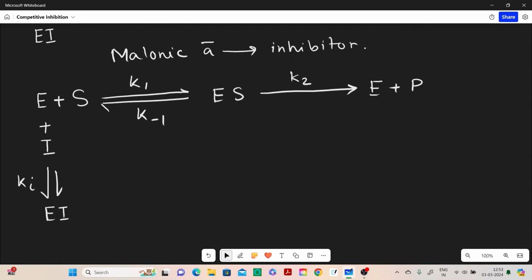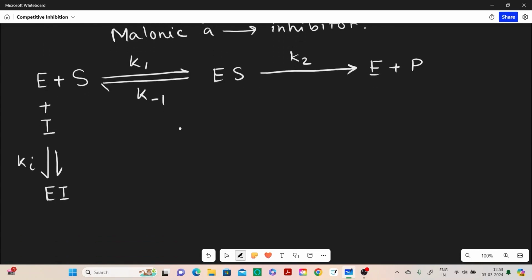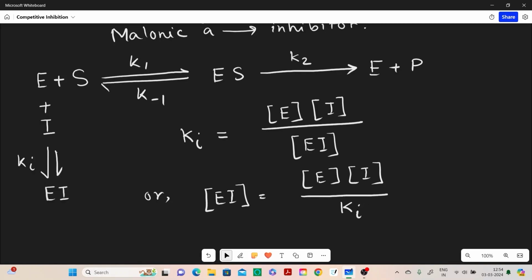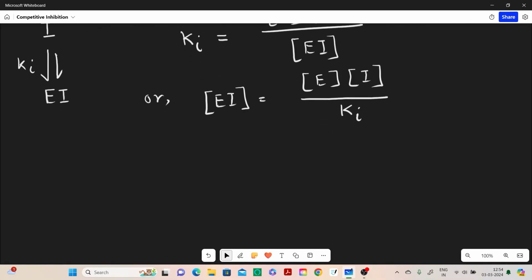So now we can write the rate constant of inhibition Ki as the concentration of free enzyme times the concentration of free inhibitor divided by the concentration of the enzyme inhibitor complex. Or we will write down the concentration of enzyme inhibitor complex as E into I divided by Ki. We will need this in a later step.